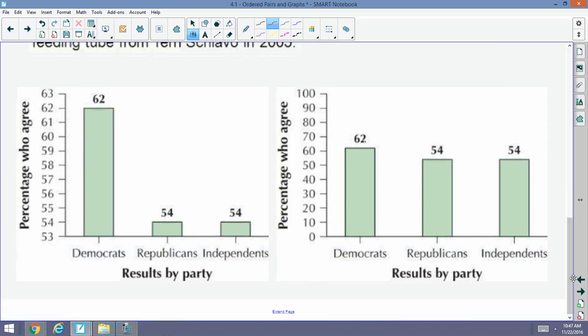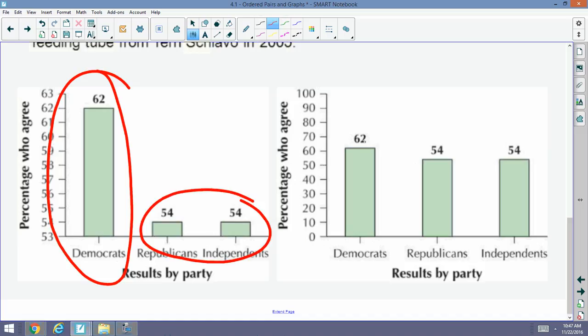This first graph makes it look like the Democrats are the heroes of the universe. It makes it look like the Republicans and the independents didn't care one bit about this young lady. Doesn't it? What's the reality though, guys? They all cared. Yeah, were there 8 more Democrats? Okay, but they all cared. They were all pretty much there.